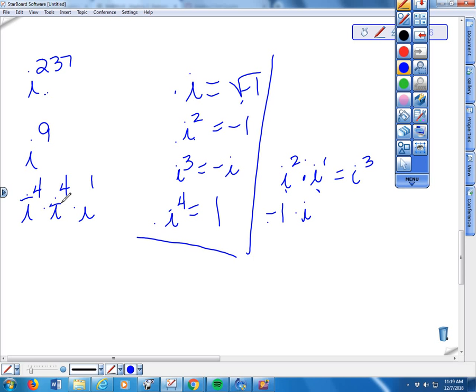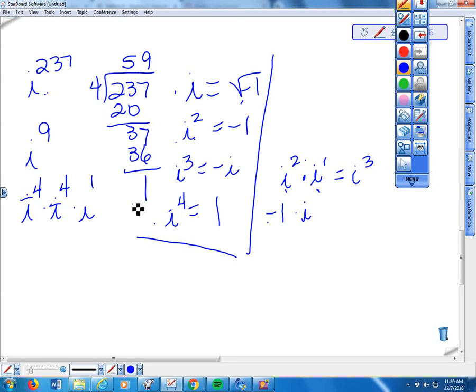So how many times does 4 go into 237 evenly? And the remainder? So i to the 237th is i to the 1st power, which is just i. Now i to the 201st power. 4 goes into 201 evenly with a remainder of 1. So that's equivalent to i to the 1st power.